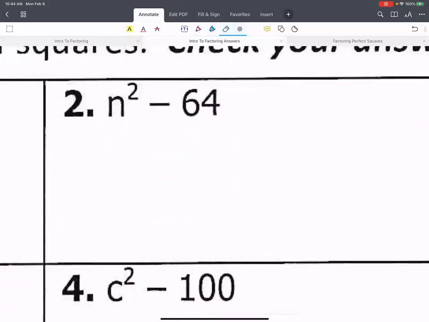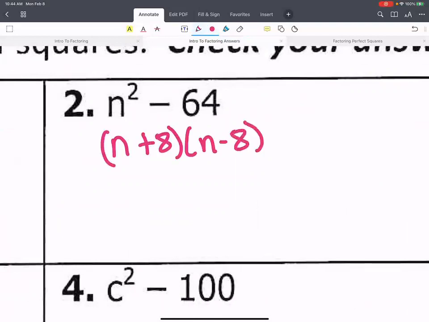Okay, let's go to number 2. Are both of those numbers squares? Yes. Am I subtracting in the middle? Okay, what's the square root of n squared? What's the square root of 64? N plus 8 times n minus 8. Or I do plus first because I think I'm a positive person. If you're a negative person, you can do n minus 8 times n plus 8. It doesn't matter. Works out either way.